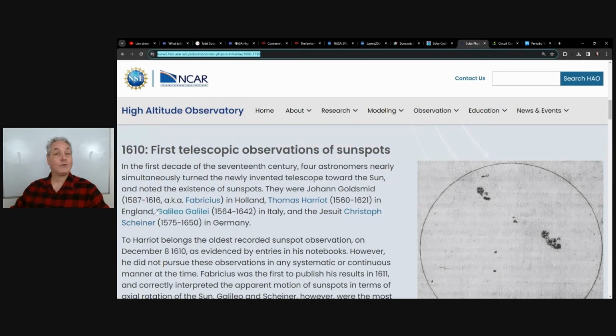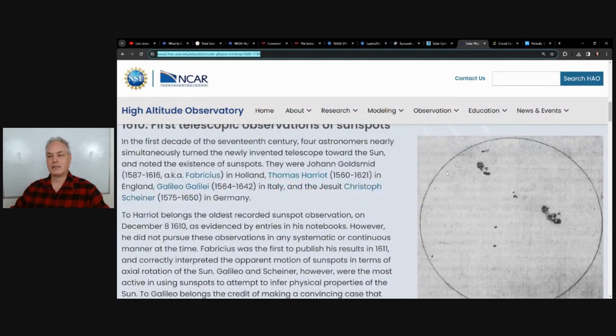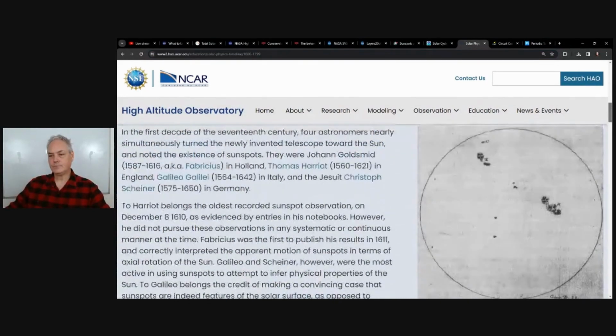We had Galileo from Italy, whom we learned about in school, and we also had Christoph Scheiner from Germany. If you look at the drawing here, we can see that he had a drawing of the sun, and you had places where it was darker. So this is the first idea of having sunspots on the surface.